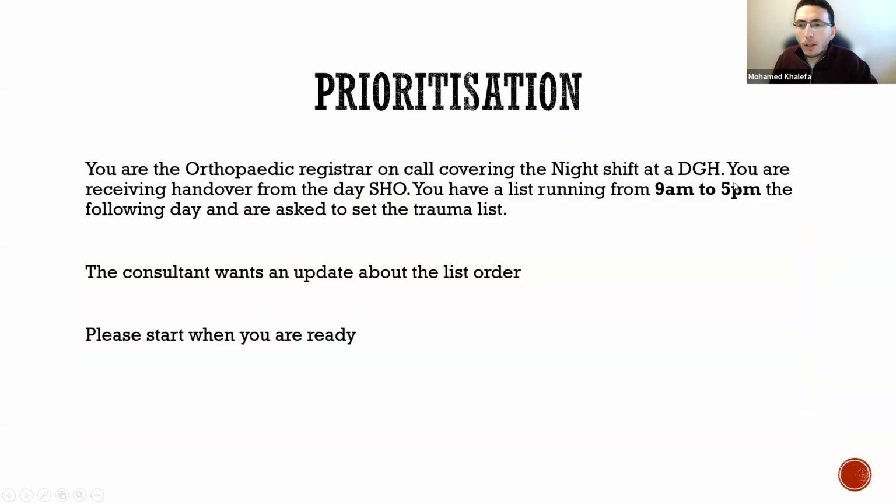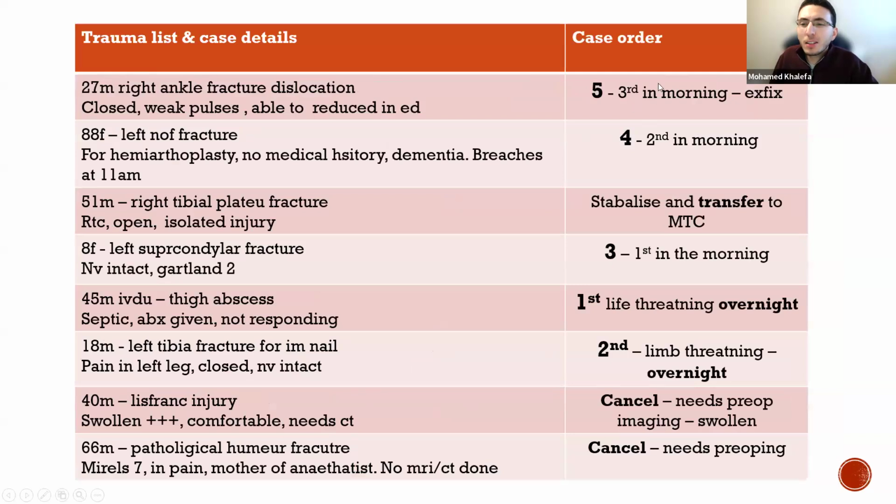I think it should be 1 p.m. from the scenario. That might be a mistake because they're only morning cases. That's why I said morning cases. So that's why you don't have time to do the other cases. And also, if you've got time, these patients are not appropriate.